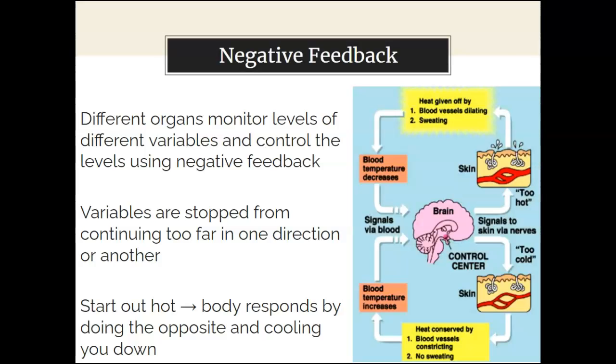So let's talk about what a negative feedback loop actually is. Different organs monitor the levels of different variables and then control those levels, right? We talked about how certain glands are responsible for secreting certain hormones. That's why you have so many glands. There are tons of hormones, so one gland cannot be responsible for every single hormone in your body, so it's divvied up. And then once these organs and hormones are sent out to control these levels, variables are stopped from continuing too far in one direction, either too high or too low. So if you start out hot, the body responds by doing the opposite and cooling you down.